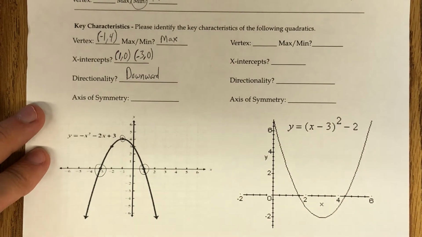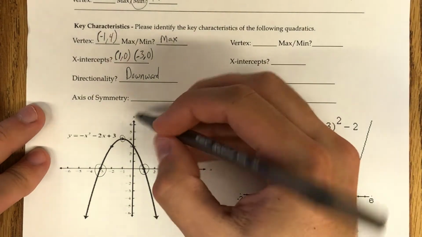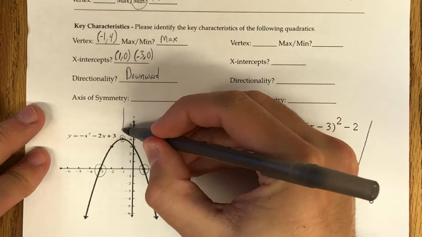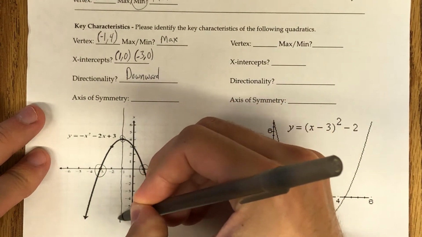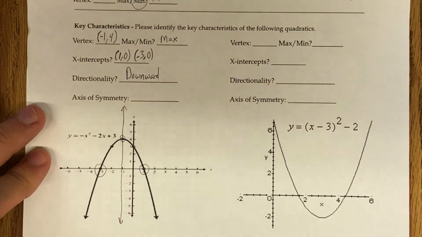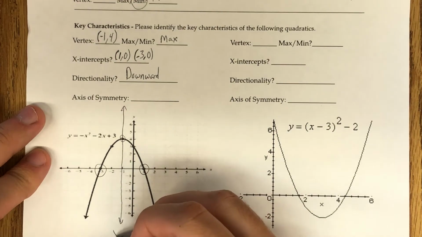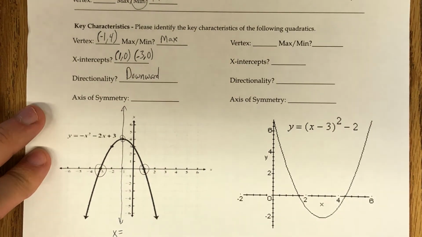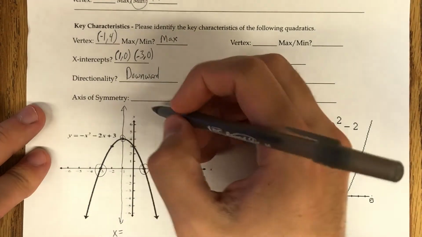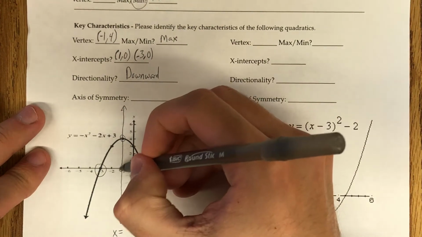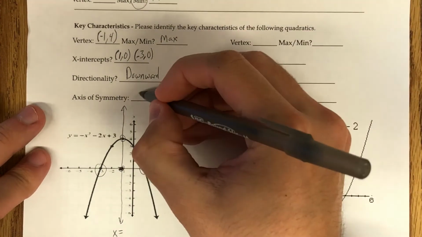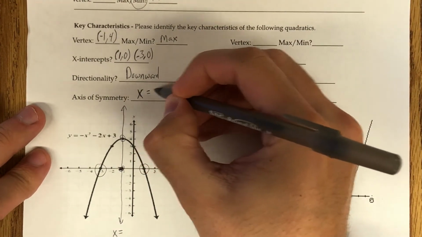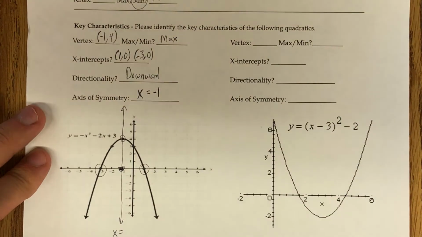The last thing we have is the axis of symmetry, which is the line that cuts through your vertex and cuts the parabola in half. The way we represent this line is it's always x equals. That's how we represent vertical lines. It's just x equals whatever point it crosses through. It crosses through -1, so it'd have an axis of symmetry of x equals -1.